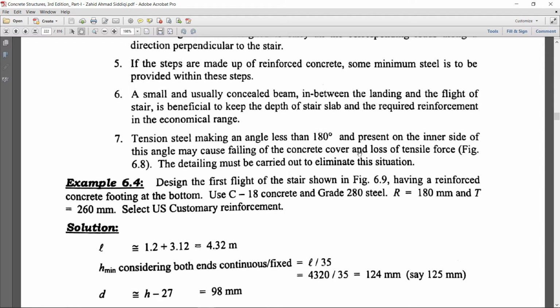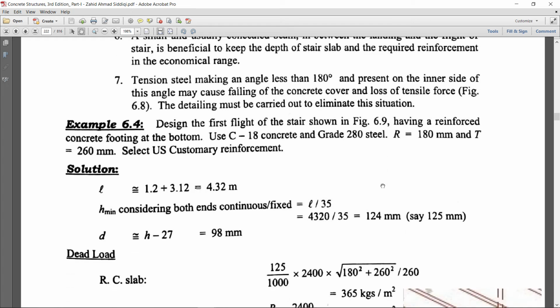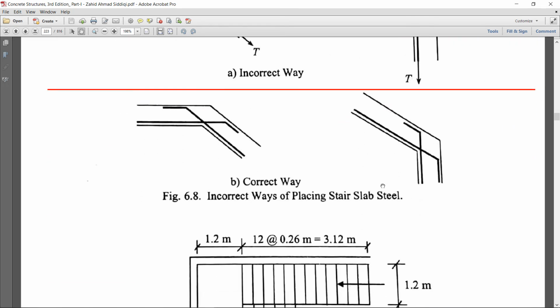Okay, so now I will start the example, and again the steps will also come in the example. I will discuss the example in detail. So let's start with the statement of the design of stair. Design the first flight of the stair shown in figure 6.9. So let's go to figure 6.9.